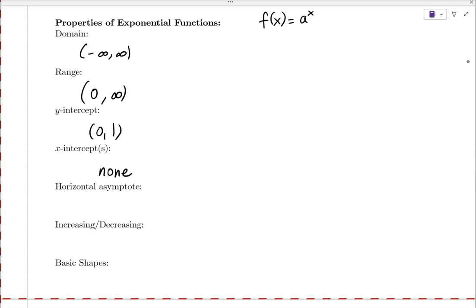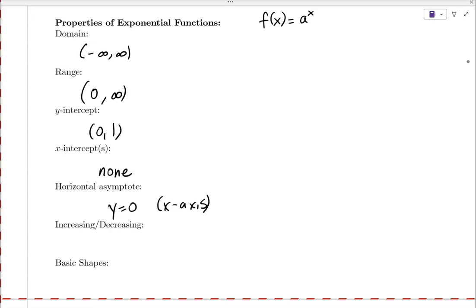How about a horizontal asymptote? Do we see one of those? Yeah, it's the x-axis, so it's not x equals 0, but y equals 0, because it's a horizontal line. Yep. So y equals 0, or the x-axis.